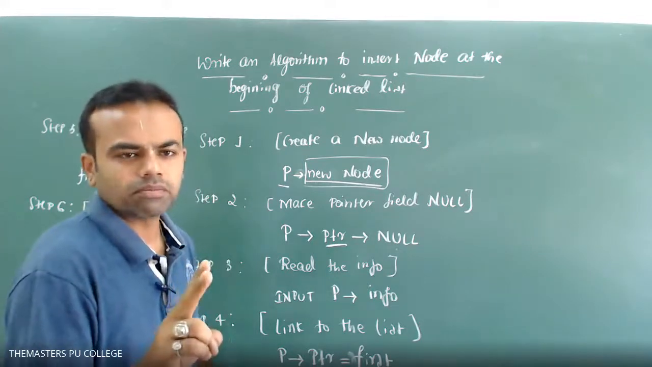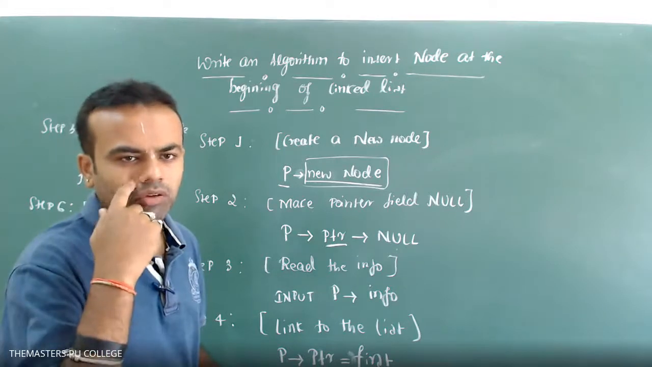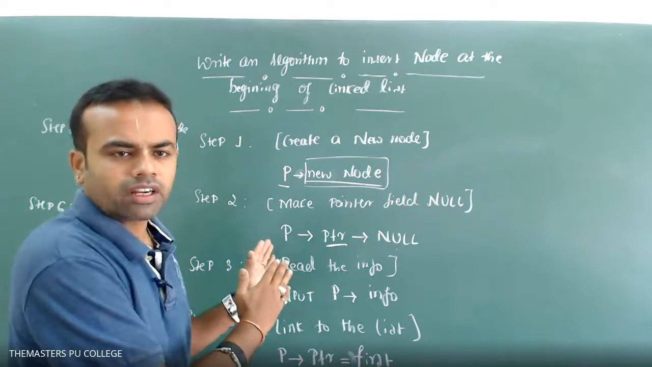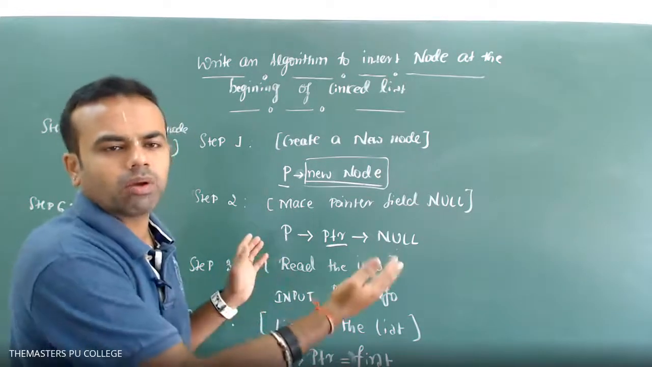Yes or no? There are two parts. One node has how many parts? Two parts. One is the data part, otherwise information part, another one is link part.